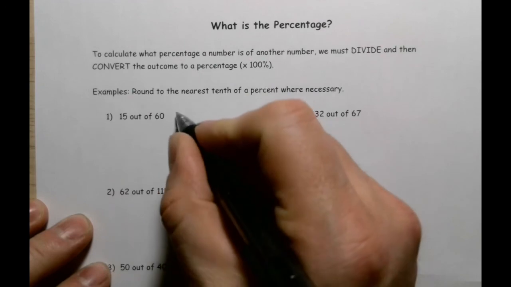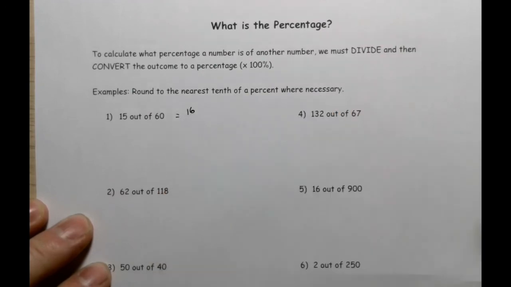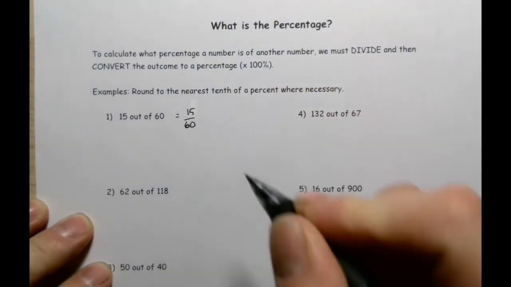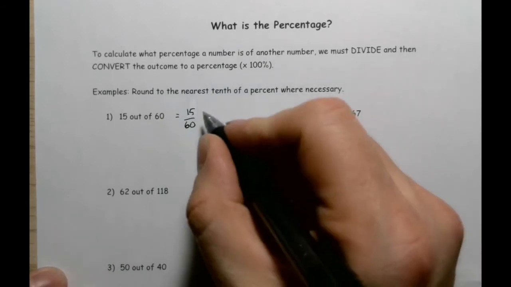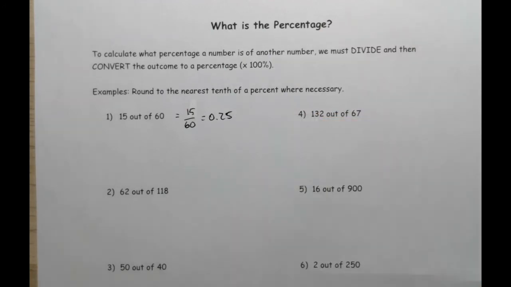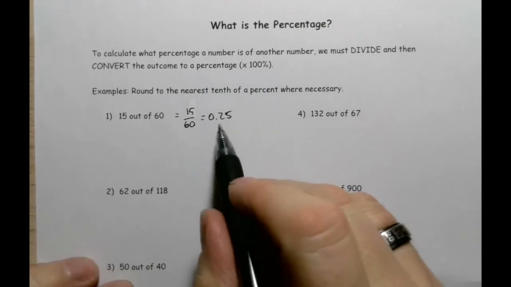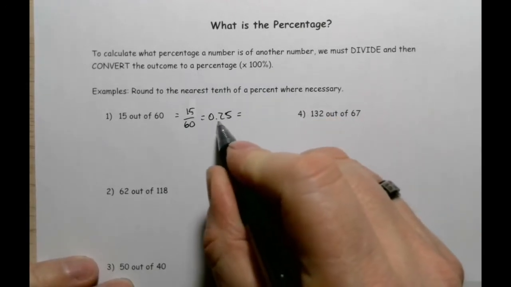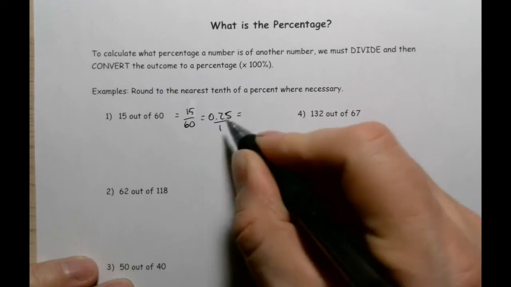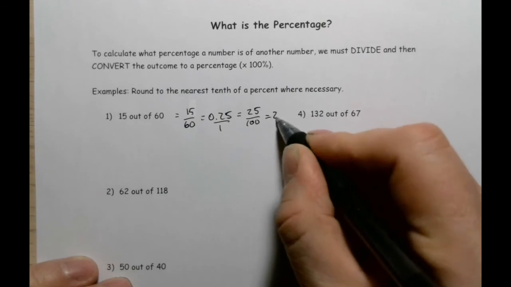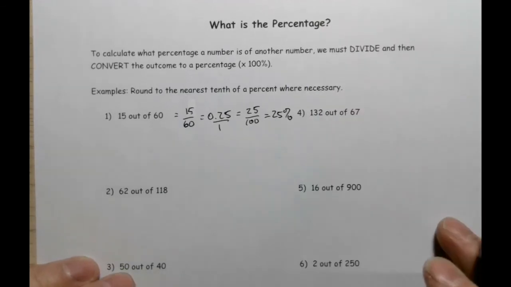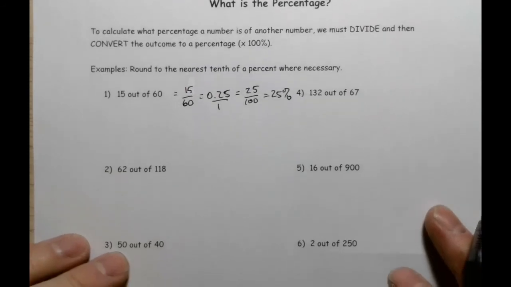So 15 out of 60, okay? And so when we do that, 15 divided by 60, you're going to get 0.25. So what we want to do now is convert that to a percent. Now, remember, this is the same, okay, because of where the decimal is. This is 25 over 1, multiply numerator and denominator by 100, move the decimal 2 places over, and so that's 25%.